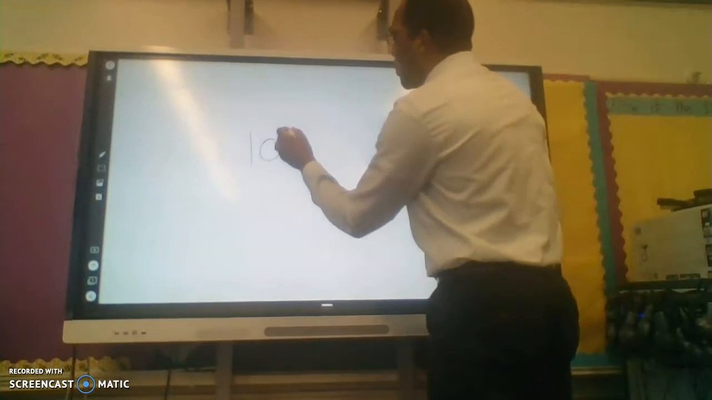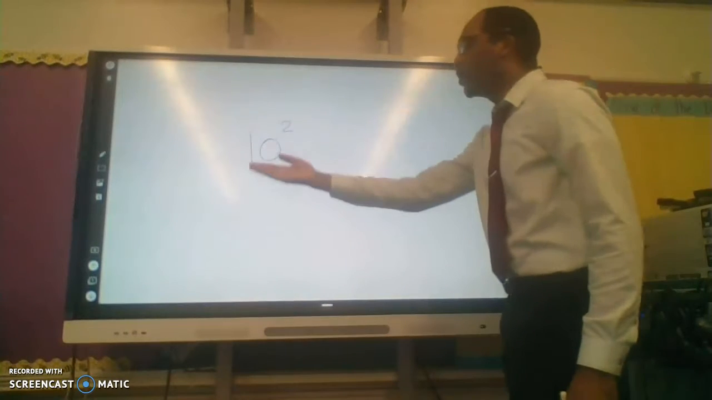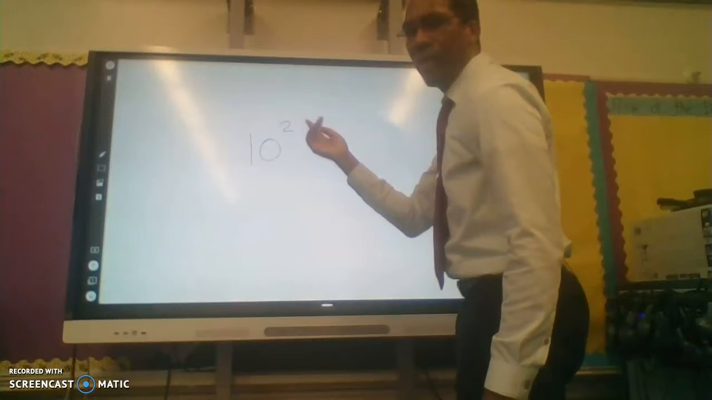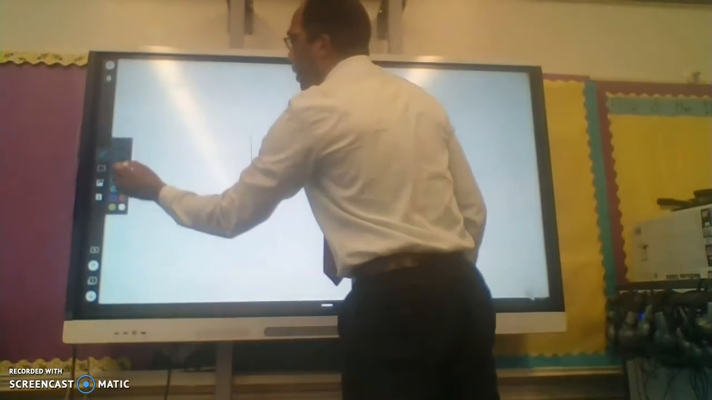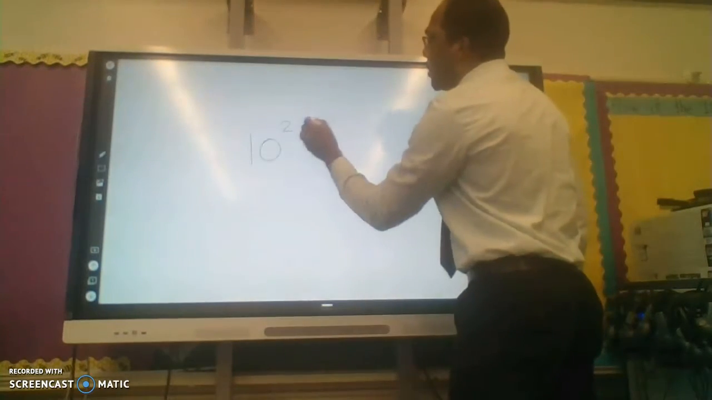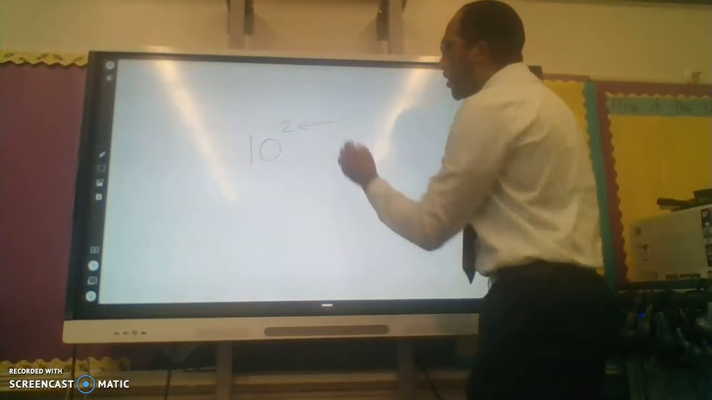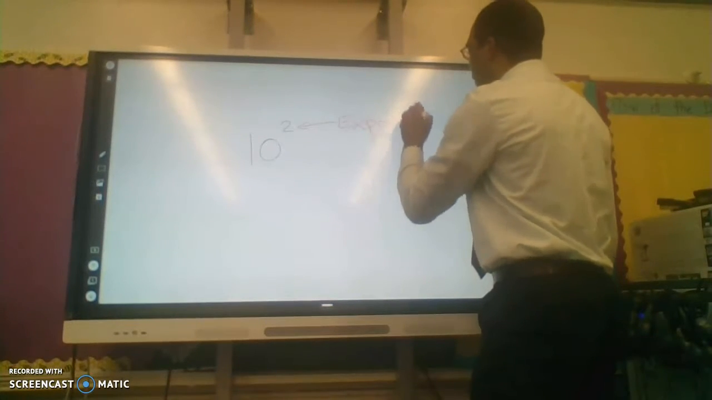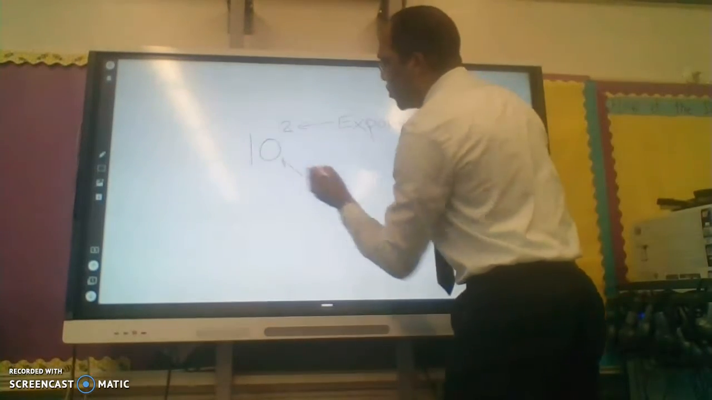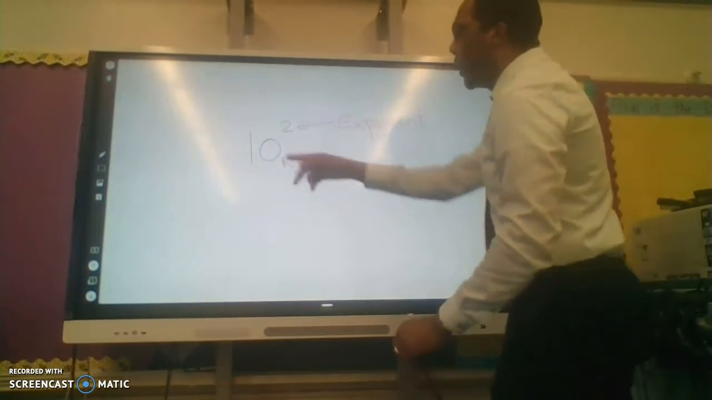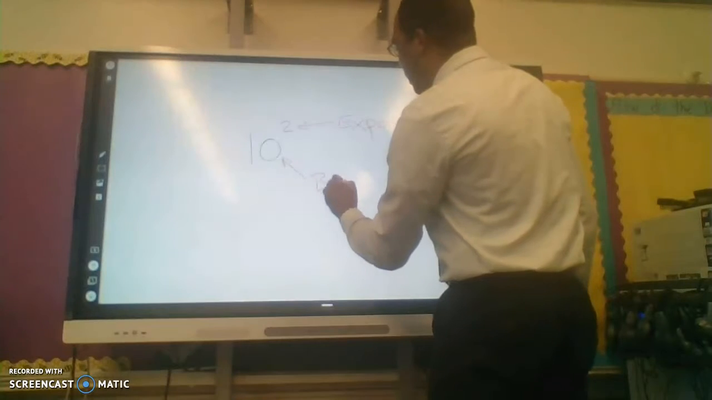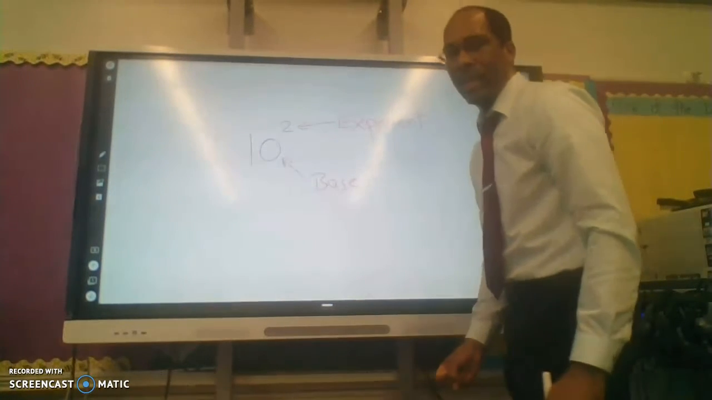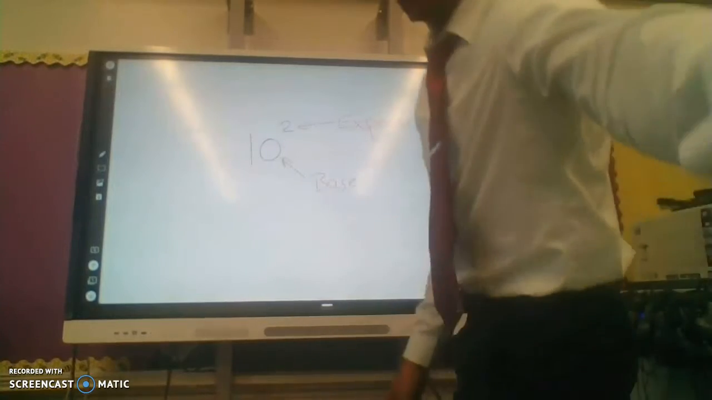Okay, so if I were to have 10 to the power of 2 here, this 2 here, which is new to you, is called the exponent. Okay, just want to get these vocabulary words out of the way. And the 10 is referred to as the base. Some of you probably discussed it before. All right, it's referred to as the base.